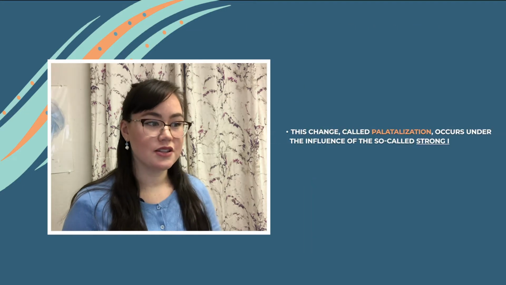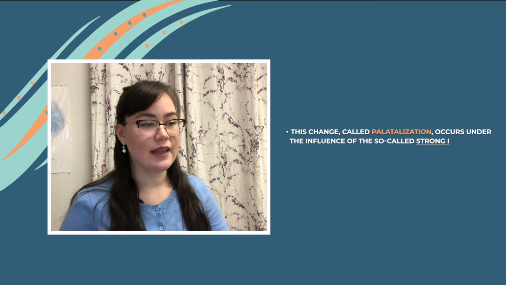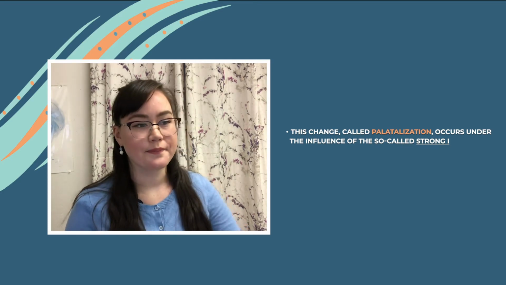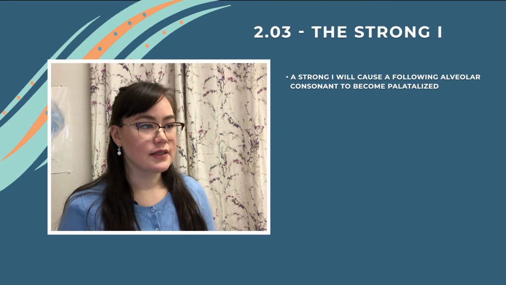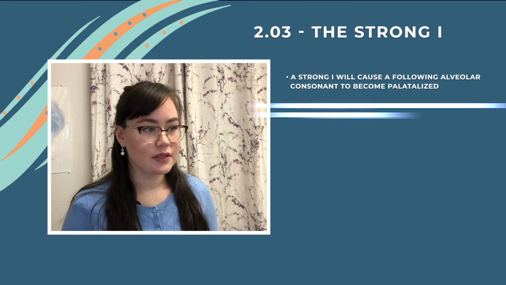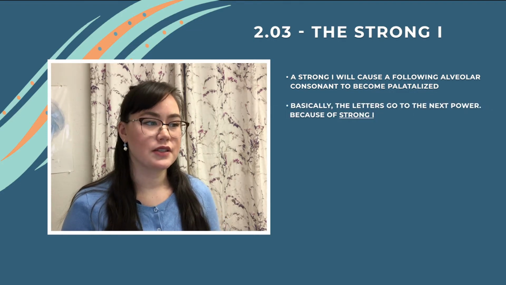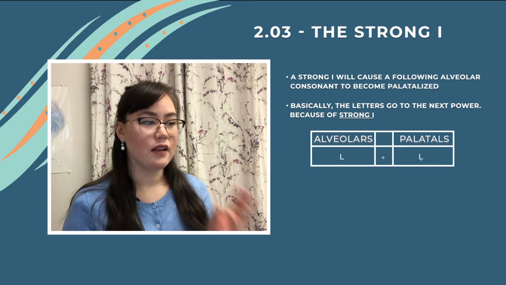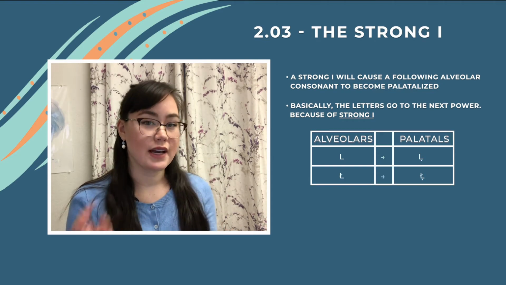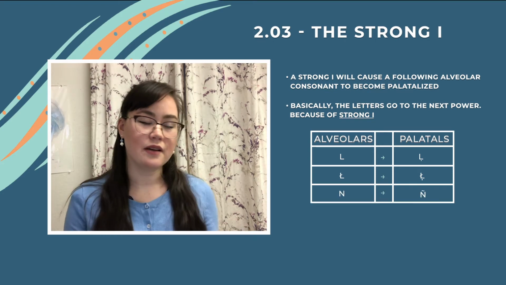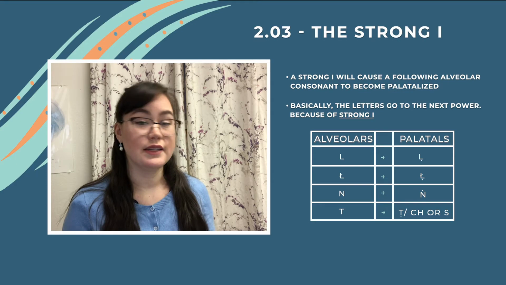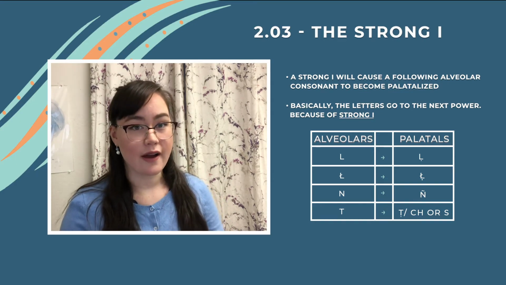So this change is called palatalization, and like I mentioned, it occurs under the influence of the so-called strong I. A strong I will cause a following alveolar consonant to become palatalized. So basically the letters, they go to the next power. So the L becomes the L with a dot. The L with a slash becomes L with a slash and the dot. The N becomes an N with a brow. And the T becomes a CH, the next power. All because of strong I.